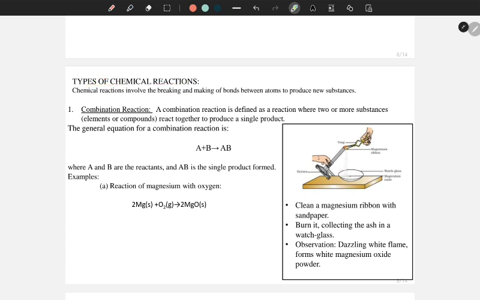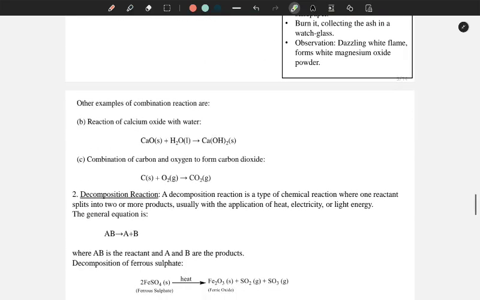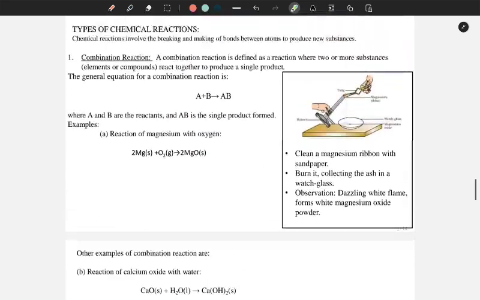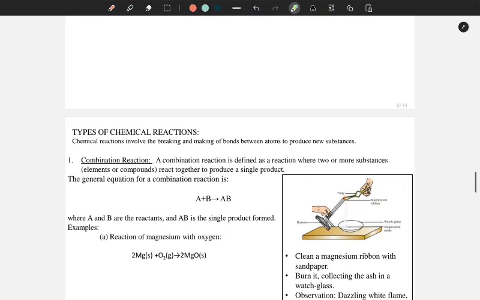There are 4 types of chemical reaction mentioned in your NCERT, that is combination reaction, then decomposition reaction, then displacement reaction, and double displacement reaction, okay. So first we will see the combination reaction. So what does combination reaction mean? A combination reaction is defined as a reaction where 2 or more substances react together to give a single product. So here 2 or more substances react together to give a single product, right.